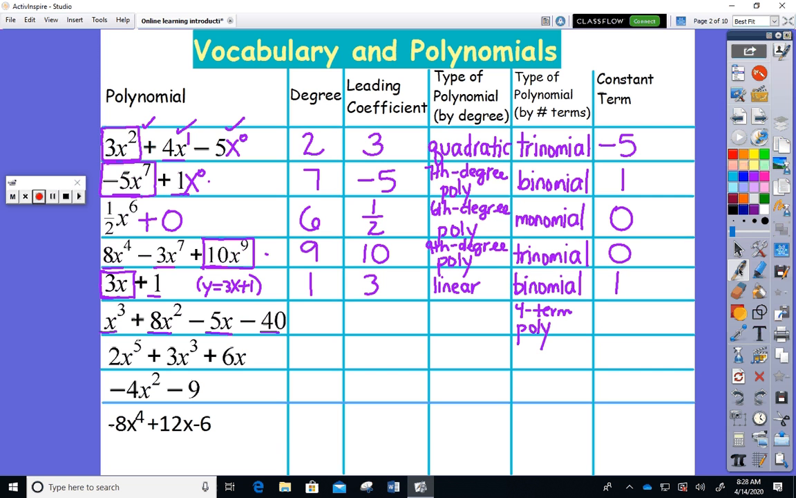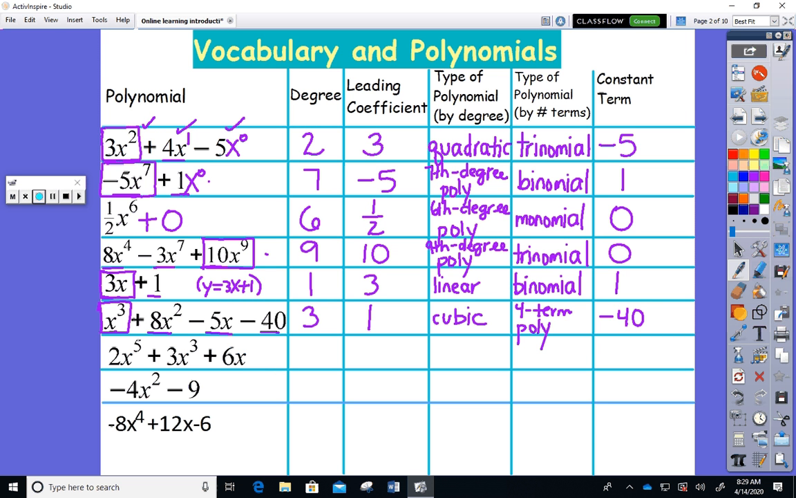Okay, so on this one, I do see a number that stands all by itself, -40. So that is your constant term. So I see that x to the 3rd has the highest exponent of all 4 terms, so it's my lead term. So the degree is 3, and x to the 3rd is preceded by an understood 1. So 1's my leading coefficient. If the degree is 3, I call it a cubic. So degree 1's linear, degree 2 is quadratic, degree 3 is cubic.